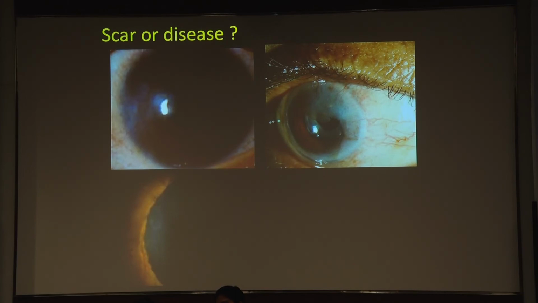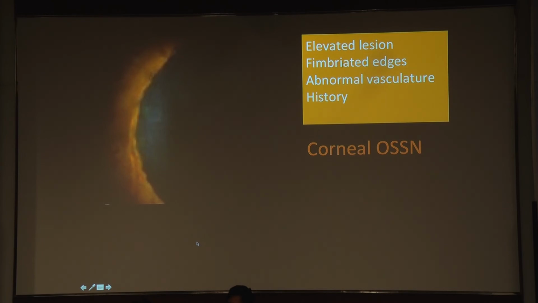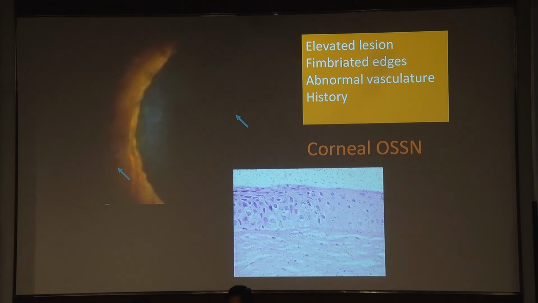Coming to cornea, these are very rare, less than 1% of OSSNs, but they'll present as a scar with a typical fimbriated appearance. In Roche, this is a scar while this is an OSSN, and they're elevated. Sorry, I'm running a little short, so I'm going to quickly rush.